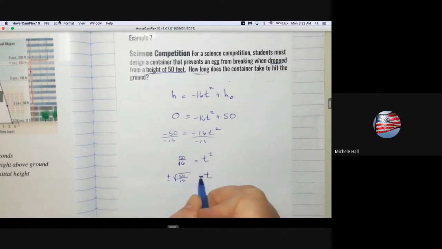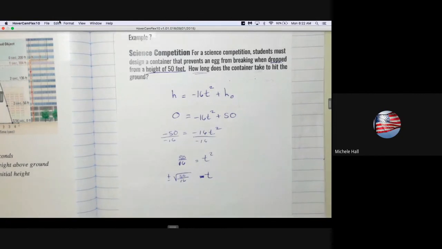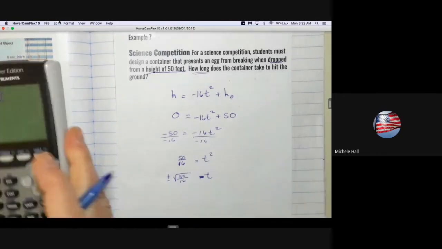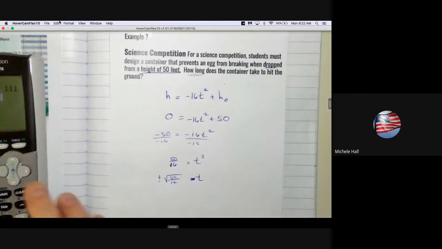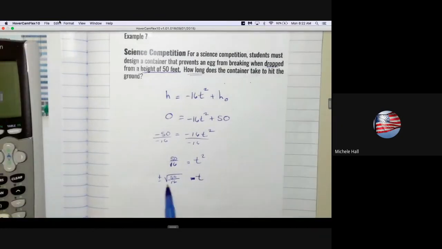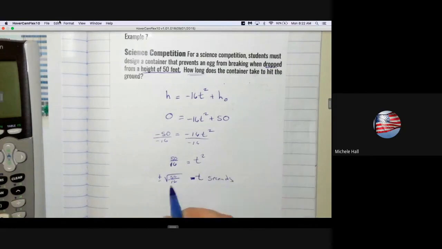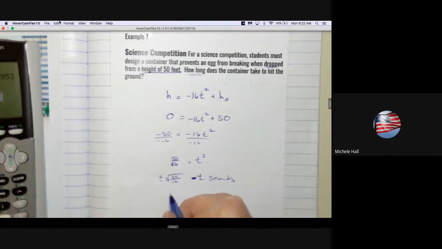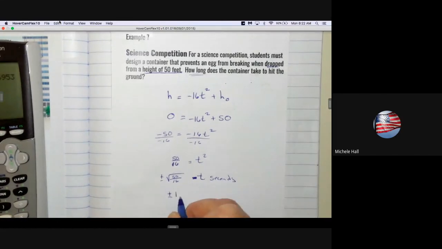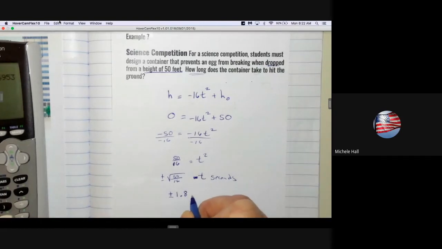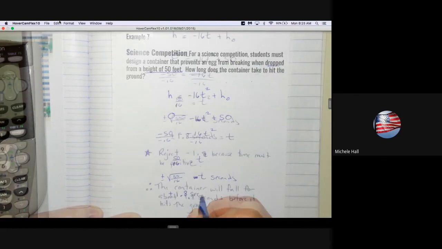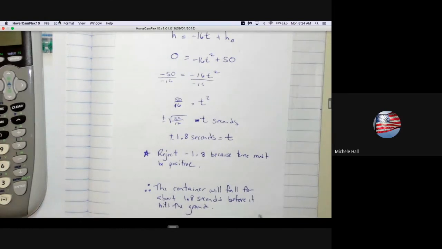So it's asking how long it takes. I'm going to use my calculator so that I can tell exactly what the seconds are going to be, because this is not how it is for seconds. It's t seconds. Does this look like seconds? That's how you know you should be using your calculator, because you want it to look like seconds. So I would say plus or minus 1.8 seconds. Therefore, the container will fall for about 1.8 seconds before it hits the ground.